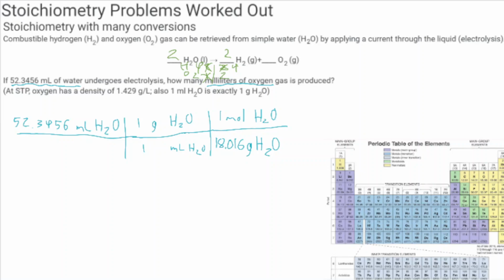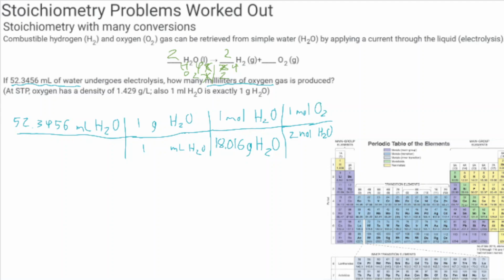All right, now that we're in moles of water, we can look at our chemical equation, and we see that we have 2 moles of water for every 1 mole of O2. So I'm going to just write that down here. We're going to have 2 moles of H2O for every 1 mole of O2.